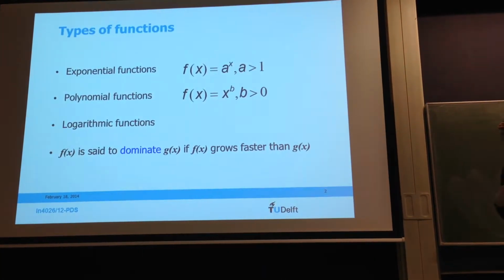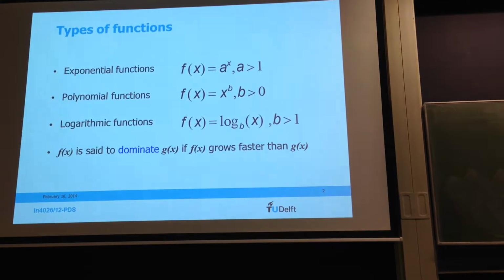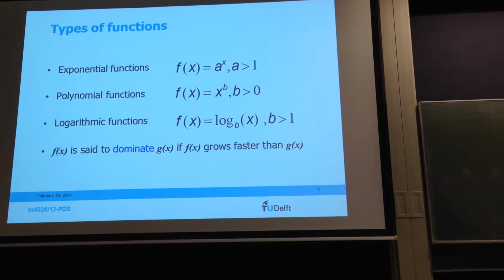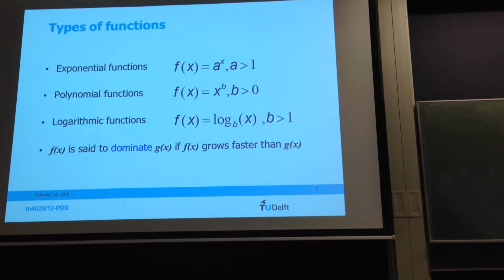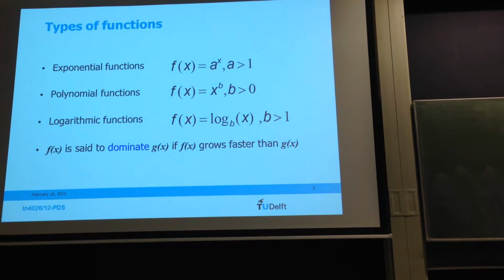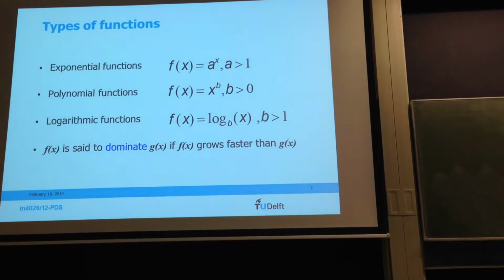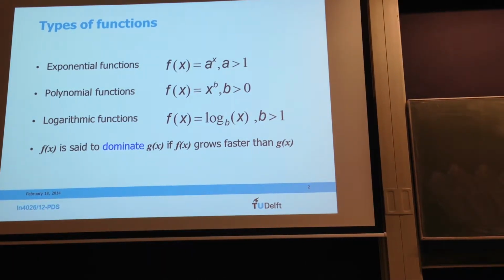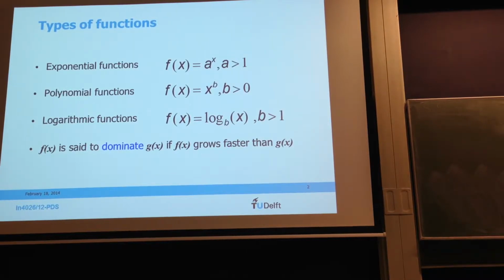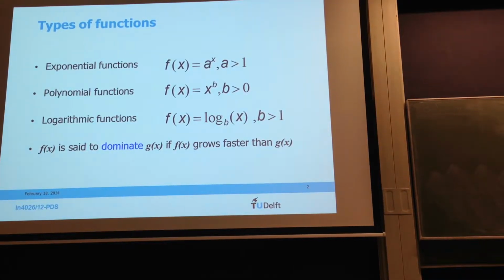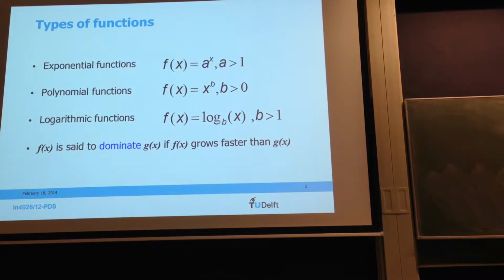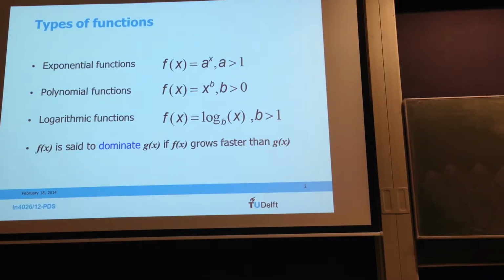f of x is x to the power of p. And a log function, typically of this form, where it's either the natural log or the 10 log or whatever log, it doesn't matter. An important concept is dominance of a function. f of x is said to dominate a function g of x if f of x grows faster than g of x when the argument is getting a higher value, right? That's the basic idea.